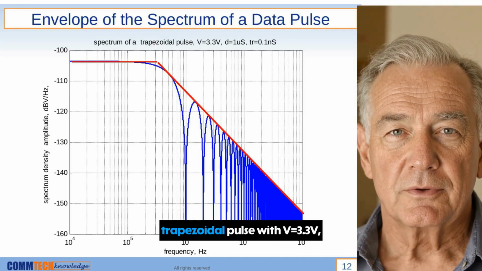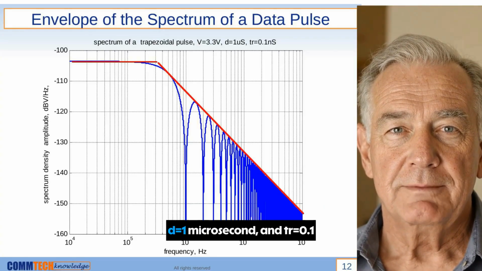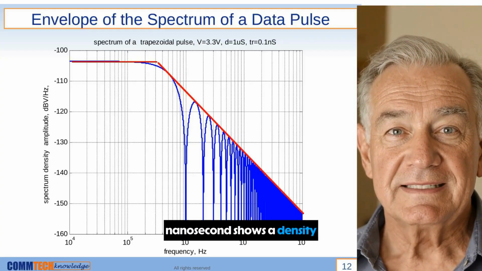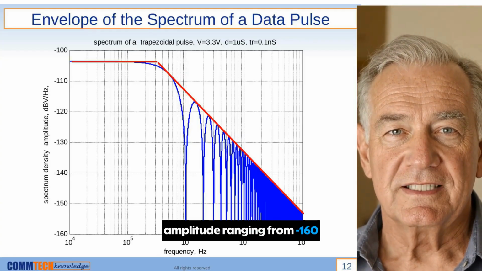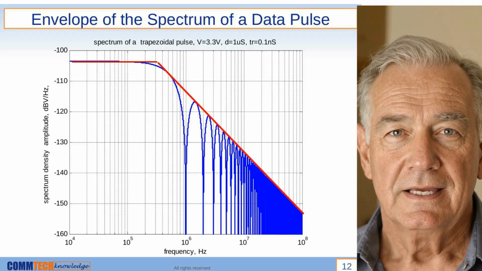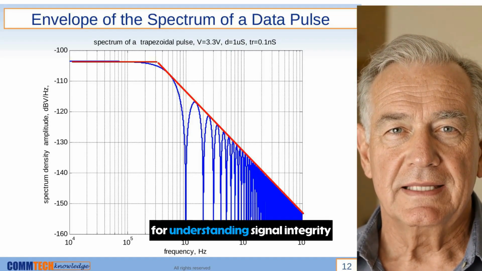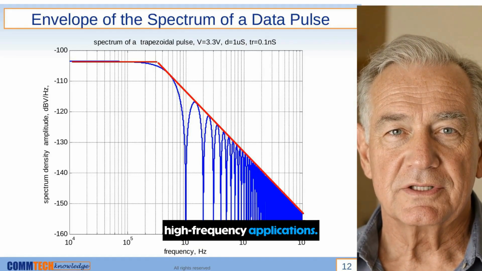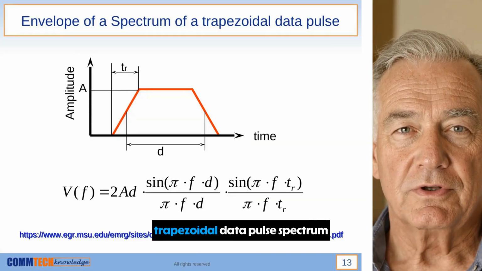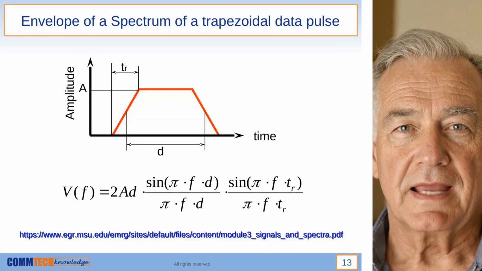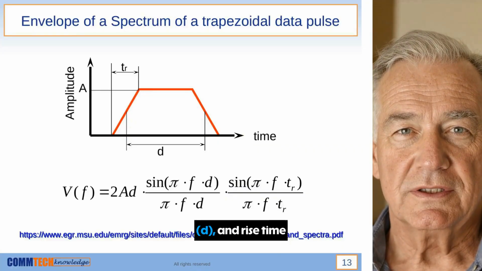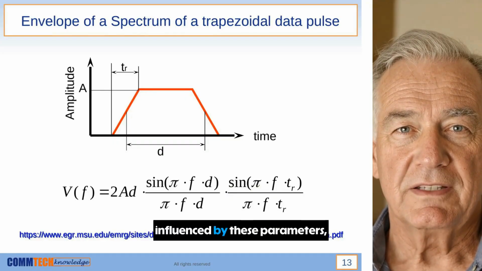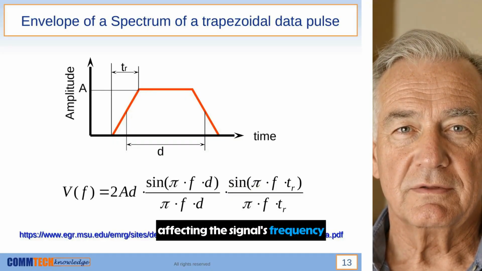The spectrum of a trapezoidal pulse with V of 3.3 V, d of 1 microsecond, and tr of 0.1 nanosecond shows a density amplitude ranging from 160 to 100 dBV/Hz. This spectrum is crucial for understanding signal integrity and electromagnetic compatibility in high-frequency applications. The envelope of a trapezoidal data pulse spectrum is characterized by its amplitude A, pulse duration d, and rise time tr. The spectrum density is influenced by these parameters, affecting the signal's frequency response.